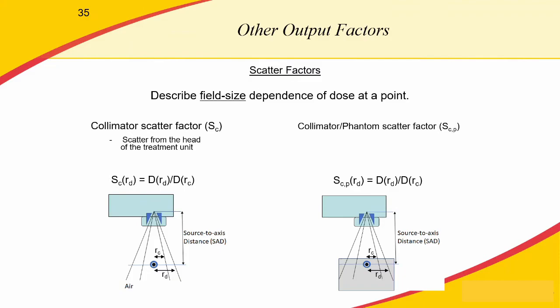calibration. Also, a change in field size affects the scatter conditions inside of the patient or phantom during the dose measurement. So when you add a patient there, now we have this new collimator/phantom scatter factor. And that's just the ratio of the dose for the field size delivered to your patient or phantom divided by the dose measured during calibration conditions.